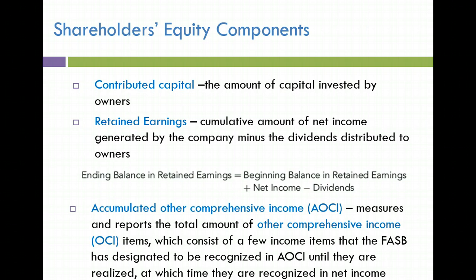There may be other comprehensive income items that need to be recognized under this portion, under the shareholders' equity. Now, the reason we're not recognizing it in the income statement is we've not realized it yet. Normally, we don't record a transaction till we've realized the event. And with the FASB has come up with a couple items that they want us to put into the stockholders' equity section under the accumulated other comprehensive income.